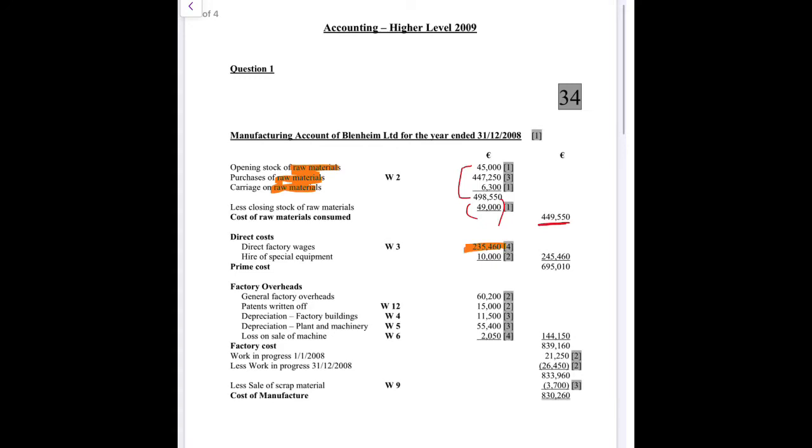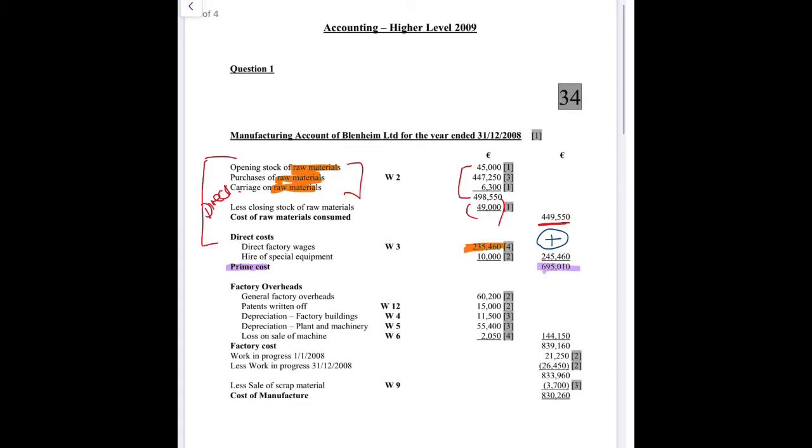Without that equipment, we wouldn't have been able to make the tables. So they're directly related to making the tables. You're adding these 2 together, which gives you a figure of €245,460, and you're adding that to your cost of raw materials. Okay, and that gives you a prime cost. So your prime cost is all of your direct costs added together. Everything above prime cost is a direct cost. Because that wood, all these raw materials, your wood and your screws, is directly related to making the tables, and so are our wages, and so is that special equipment. So the hire of special equipment is needed to make the tables.